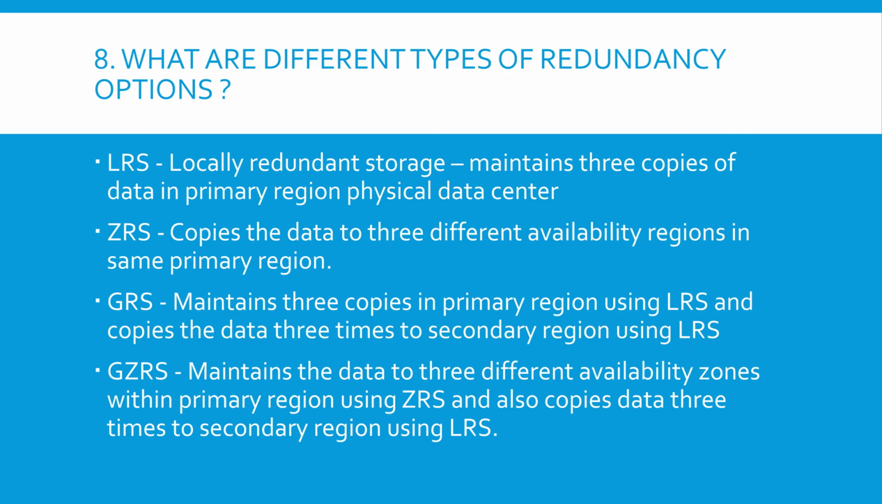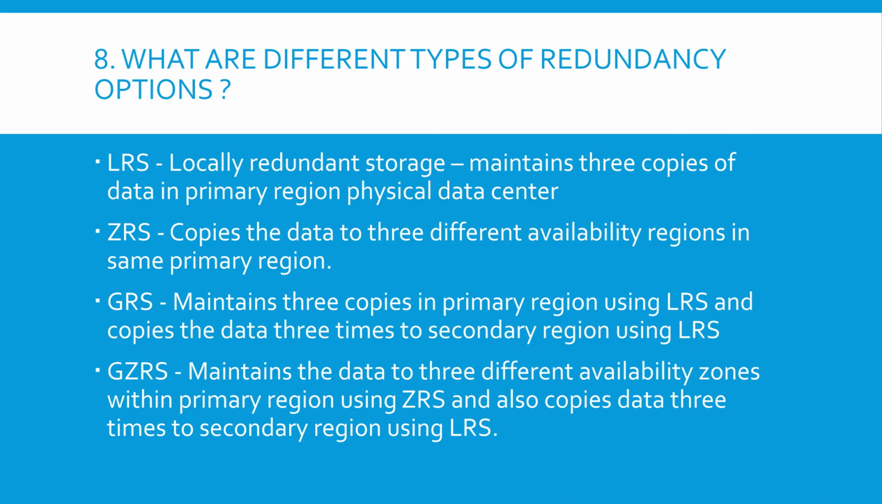Let's understand LRS first. LRS is the least redundant option that you can select, and you can apply it on development environments for your tests. You don't need multiple copies of data for development data. It's locally redundant storage. It maintains three copies of data in the primary region's physical data center, and it does not copy to multiple data centers. It will be there in the same primary region. Next is ZRS, zone redundant storage. This copies the data to three different availability zones in the same primary region.